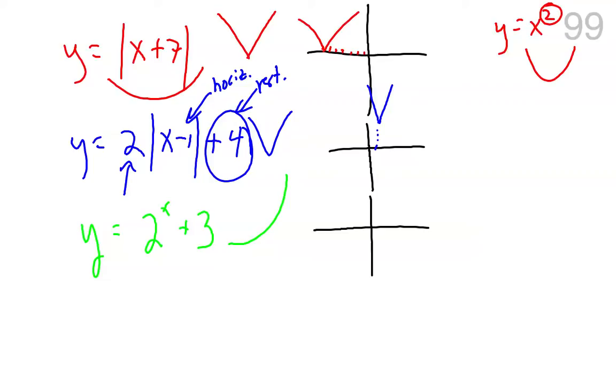And then for y equals 2 to the x plus 3, we haven't done a lot with this, so I'm just going to very lightly draw what the typical y equals 2 to the x graph would look like. That would be it. So now, the vertical shift here, I'm going to go up 3. So from here, I'm going to go 1, 2, 3. And there's my graph. Okay? All right, so that's an idea of vertical, horizontal shift.